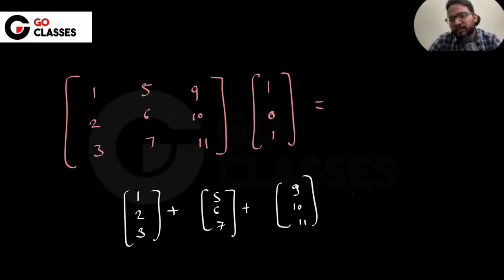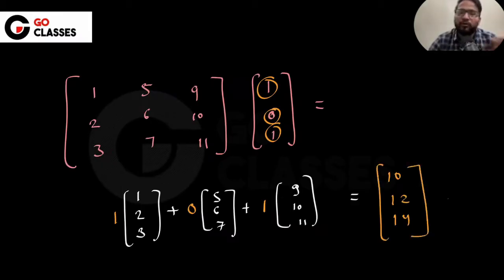You take the linear combination, then you ask me how you will get the coefficients. Coefficients will be from here: 1, 0, and then 1. Then you will say this is 0, so let me just not count it. 1 plus 9 is 10. 2 plus 10 is 12. 3 plus 11 is 14. So basically 10, 12, 14 must be the answer. You can use your own way.